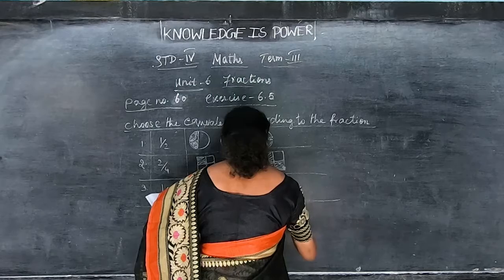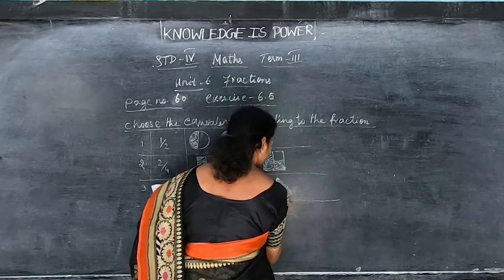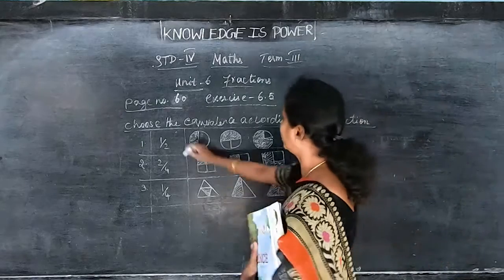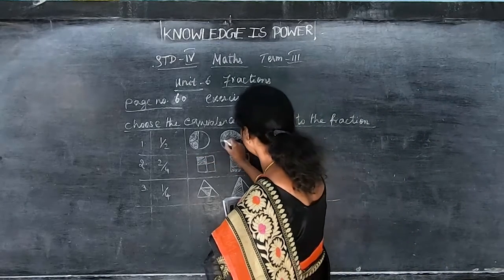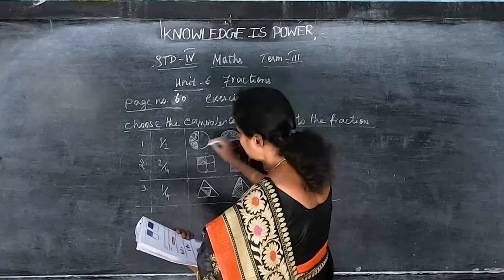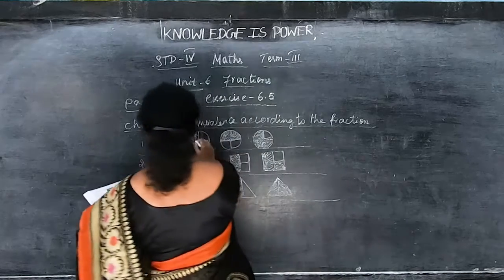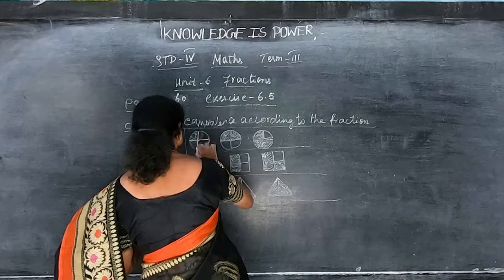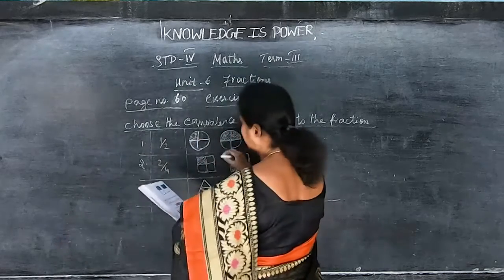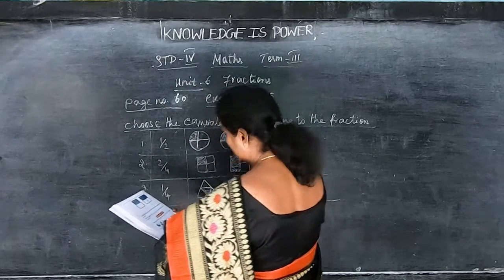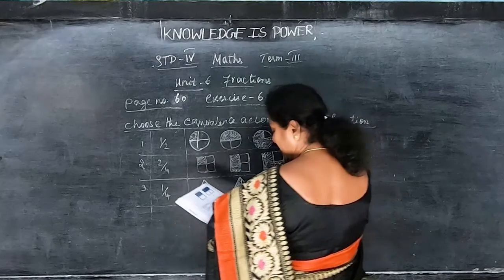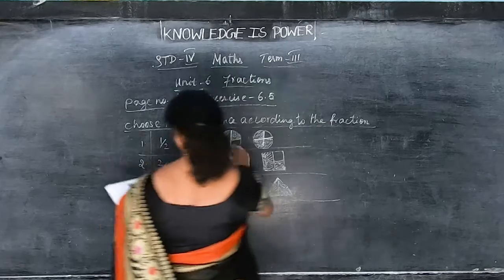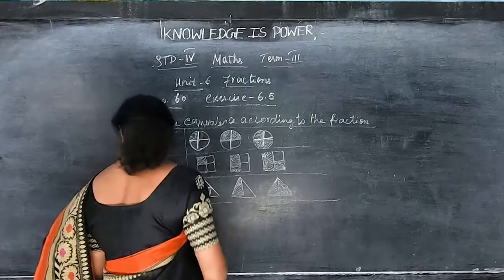So these pictures are shaded like this. So they are asking choose the equivalence according to the fractions. Here 1 by 2. So 1 by 2 here is also. This, sorry. This not shaded. 4 parts, only 1 part they have shaded. And this is 1 by 2 and this is 3 by 4. 3 by 4. This is half and this is 1/4.